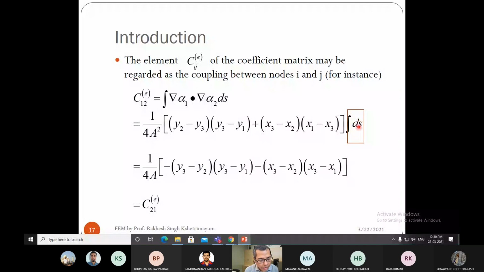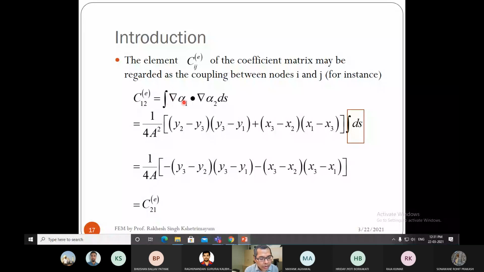This a and this a square will cancel out. So what you have is 1 by 4a, this function here. So this is your coupling coefficient between node 1 and 2. If you calculate the coupling coefficient from node 2 to 1, it will be the same because the nodes are just interchanged. So coupling coefficient 1, 2 and 2, 1 will be the same. You can find it out also and verify it.